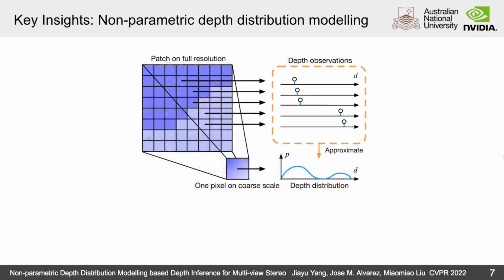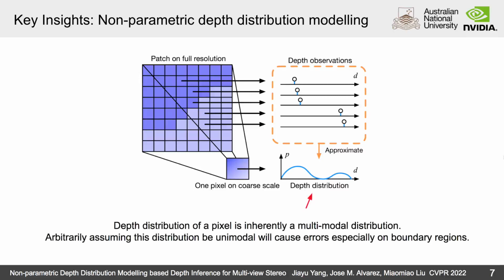Our key insight is that pixels are the projection of a group of 3D points with different depth values. 3D structures across the boundary of an object are inherently multimodal distribution. For a pixel in coarse level, its corresponding pixels in the full resolution patch can be treated as depth observations, and its depth distribution can be approximated by the histogram of those observations. Arbitrarily assuming this multimodal distribution as a unimodal one will cause errors, especially on boundary regions.